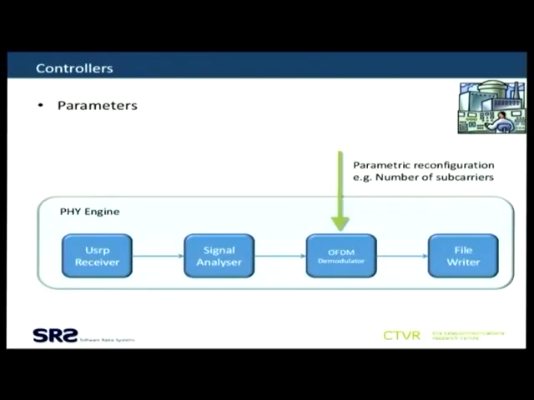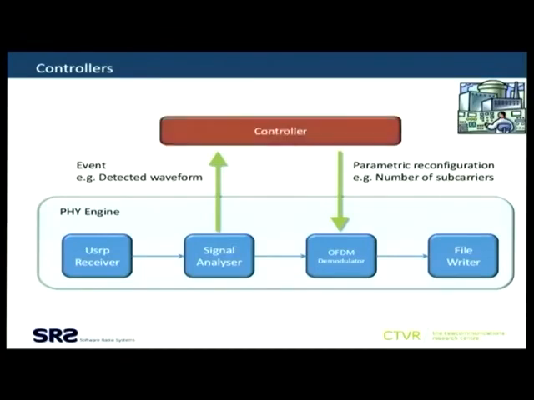So we have parametric reconfiguration of parameters which are exposed by components. We have another mechanism for signaling events. So if something happens within your flow graph, you're telling the system something needs to be done about this. The controller is the component, the element of the system that handles that flow.